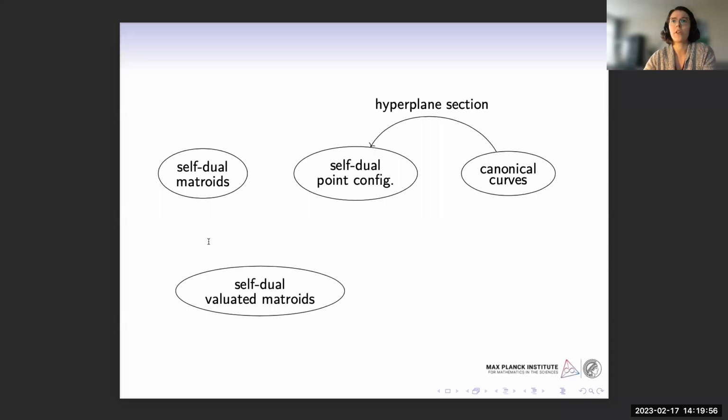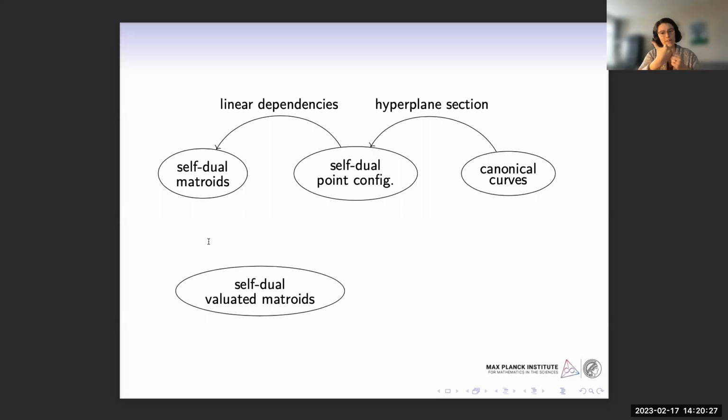Okay, so the next step that we can do is, if we have these point configurations, we can choose homogeneous coordinates and write them in a matrix and look at the linear dependencies. And what we will get is a matroid that you should already be familiar with from Victoria's talk, right? So we have a matroid, and this matroid turns out to be self-dual, so a particular class of matroids. Okay, this is all nice. So we have arrows going in one direction.